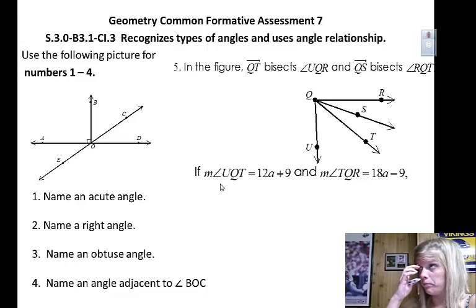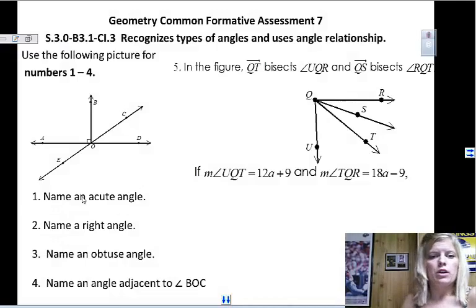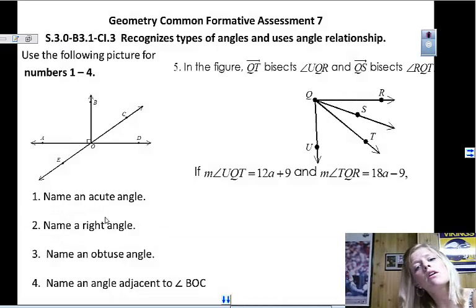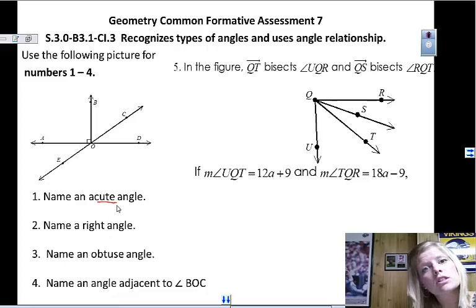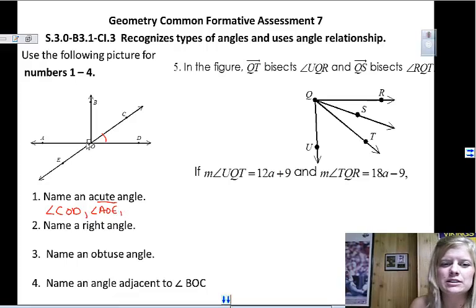Turn it over. 7. Use this picture for problems 1 through 4. So we have one, name an acute angle. Acute, oh, it has a little word in it. Cute. Small. Look for less than 90. Alright, we got a couple options in here. We could have said angle COD. Make sure you have your angle mark. We could have said angle AOE. Reminder, your vertex is O, so that has to be your middle term. You could have also said BOC.